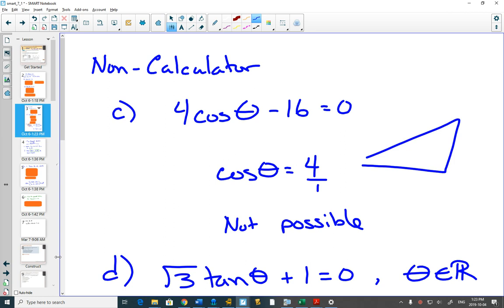Okay, draw a right angle triangle, label theta, label the adjacent side as 4 and the hypotenuse as 1, and tell me what's wrong. Right? If the cos is adjacent over hypotenuse and we have 4, you can't have a side length of 4 and the hypotenuse be 1. It's just not possible. So anytime for sine and cos that you get a value bigger than 1, it can be done without a calculator because you just have to recognize that and say it's not possible.